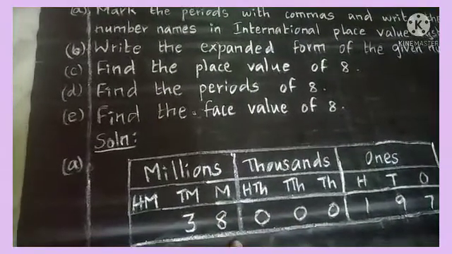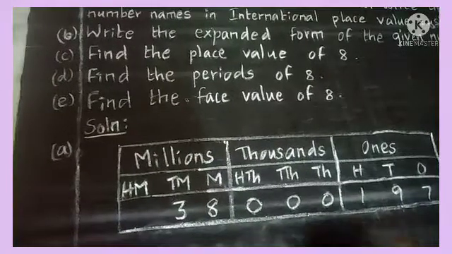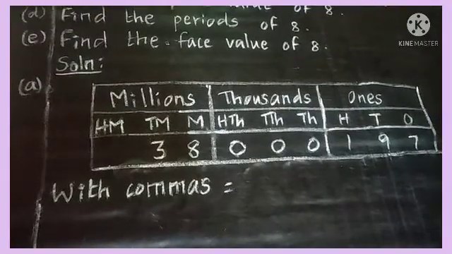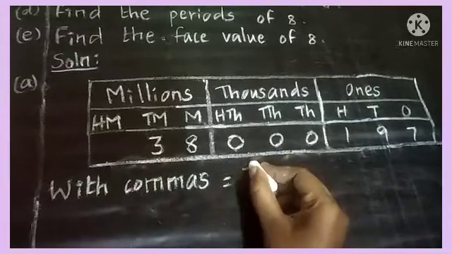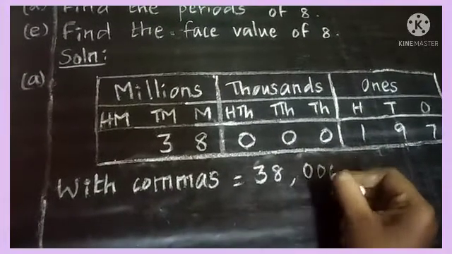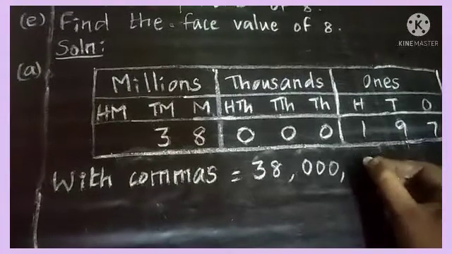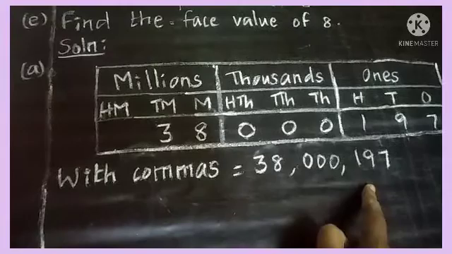Now we get the number 38,197,000. Let's write the number with commas. 38, 197, 000. That is 38,197,000.